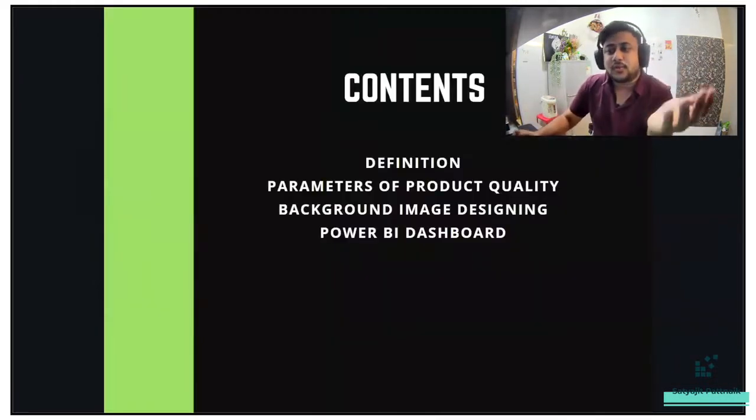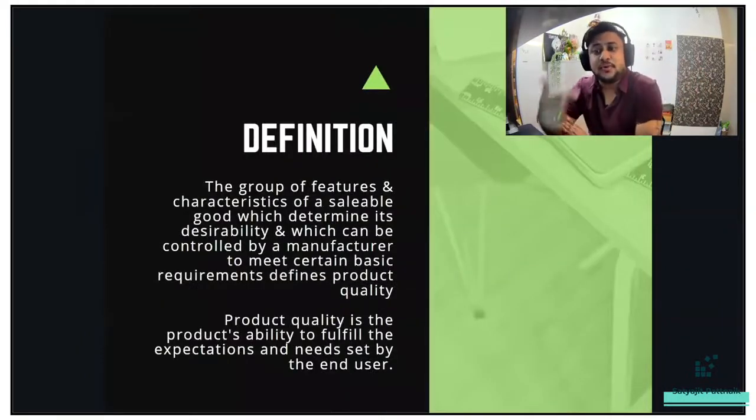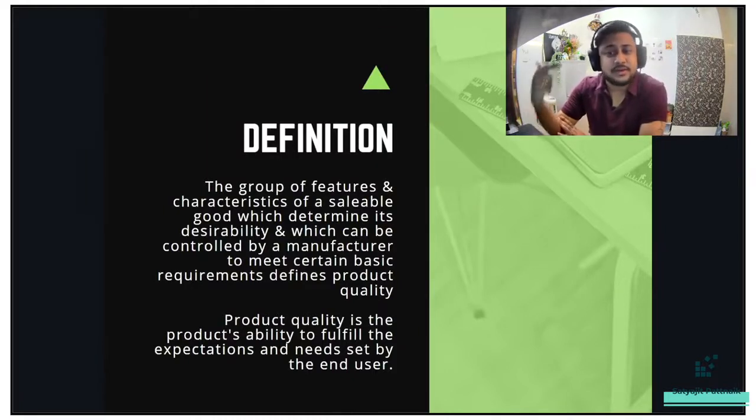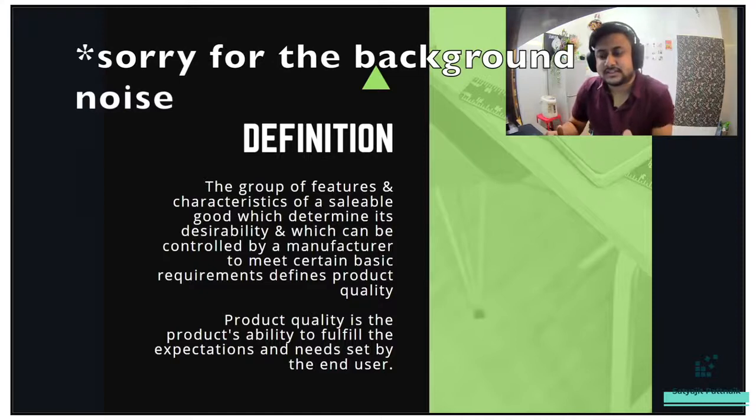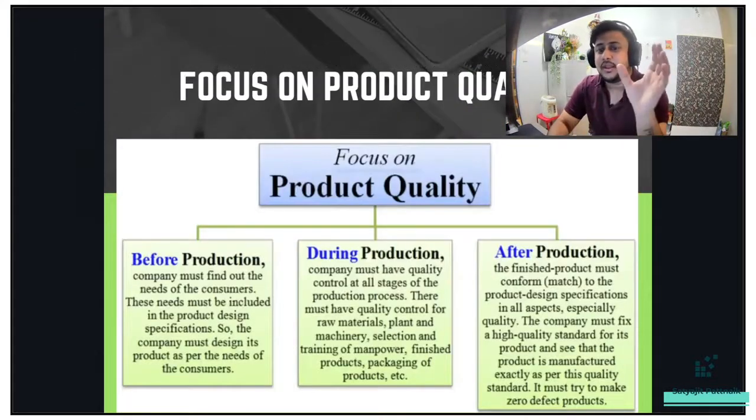And what is product quality analysis? The definition: the group of features and characteristics of a sellable good which determines its desirability and which can be controlled by a manufacturer to meet certain basic requirements defines product quality. Okay, product quality is the product's ability to fulfill the expectations and needs set by the end user. So we have some focus on product quality before production, during production, after production.